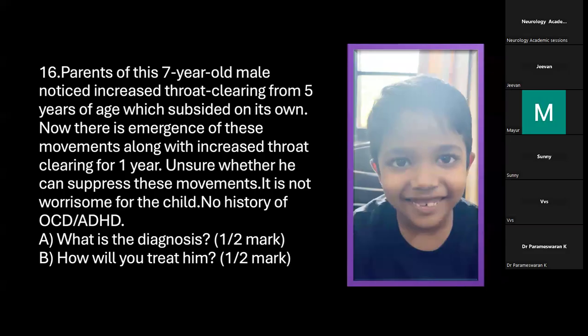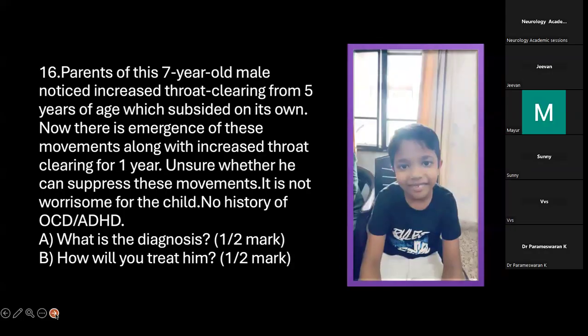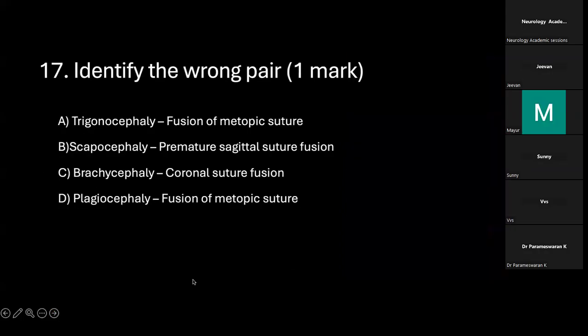Question number 17. Identify the wrong pair among these. Trigonocephaly, fusion of metopic suture; scaphocephaly, premature sagittal suture fusion; brachycephaly, coronal suture fusion; plagiocephaly, fusion of metopic suture.